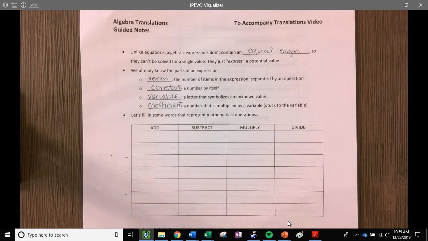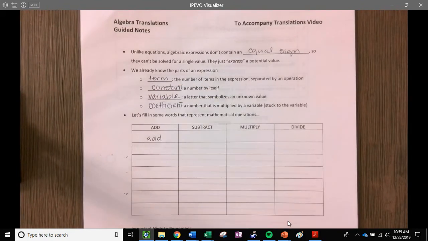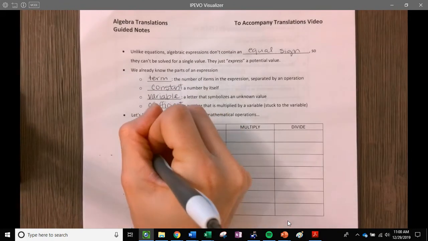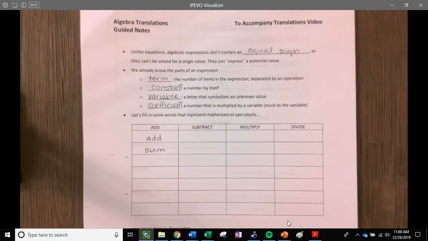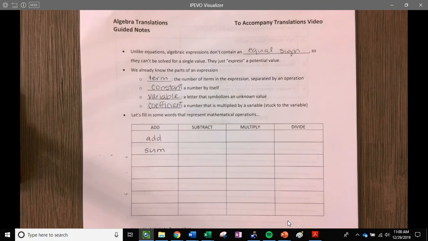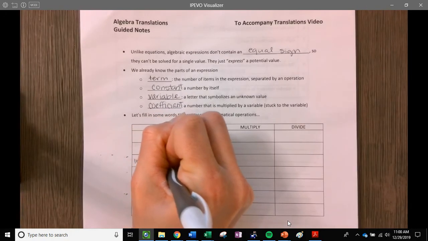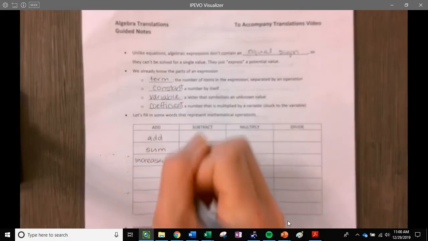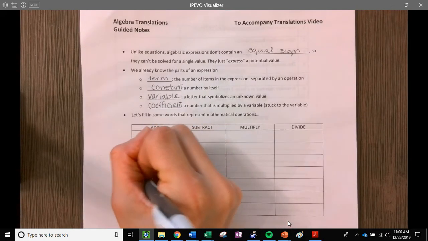So the first one we're going to put here, it's kind of a no-brainer. If you see the word add, they're asking you to add. You may also see the word sum. The sum is the number that you get when you add two other values together. So sum is something that you might see. You may see increased by. I had one number. It was increased by another number, so I added those two numbers together. More than.